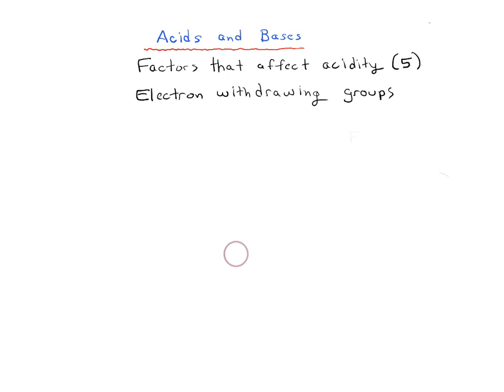In this video, we're going to talk about a fifth factor which affects the acidity of molecules, and this is going to be about electron withdrawing groups, or what we might sometimes call inductive effects, and how they affect acidity.